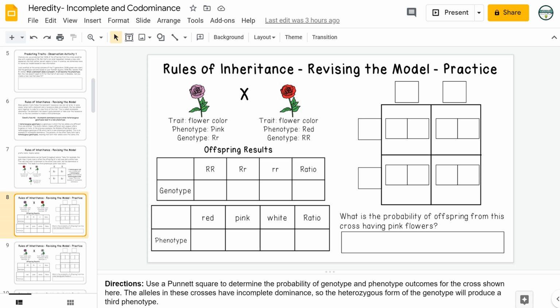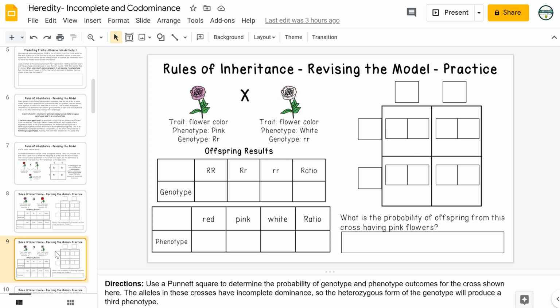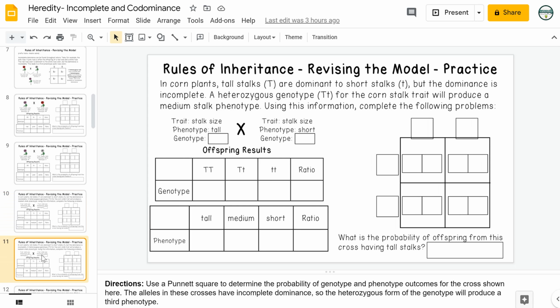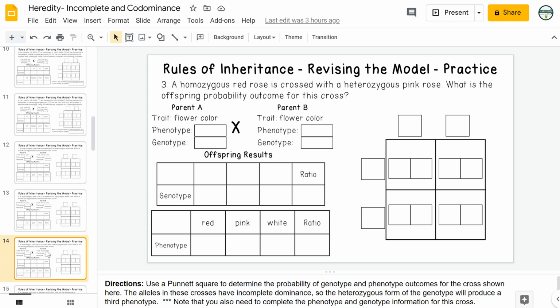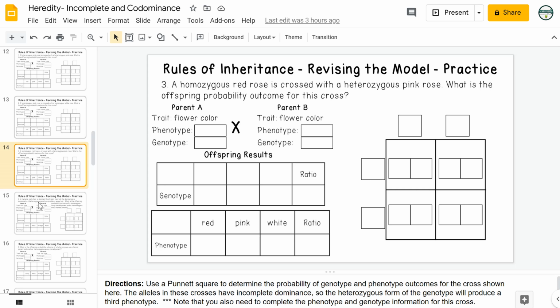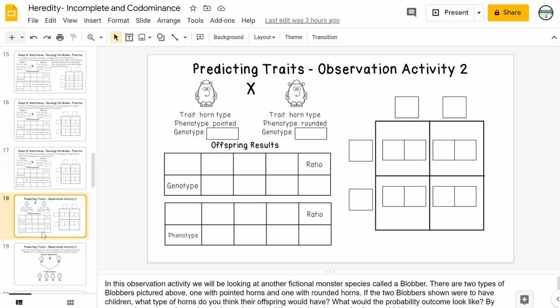So they should already be familiar with the Punnett square at this point if they've done other lessons with dominant and recessive. So this is just practicing that, but interpreting the genotypes differently because of that incomplete dominant piece. So they've got some practice there. In fact, they've got lots of practice. And again, you could definitely piece this out and use some of it as an assessment piece, especially these last six slides here, from 12 to 18.